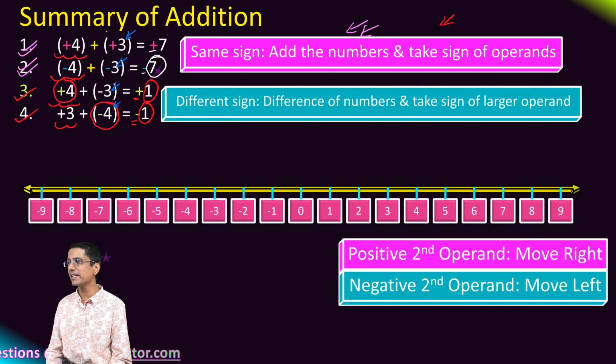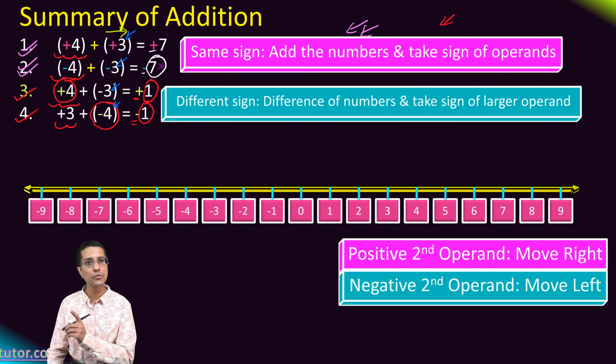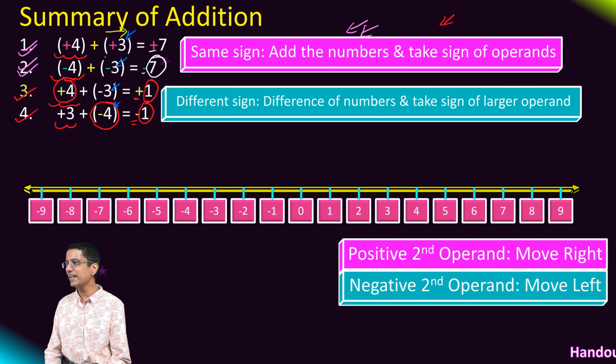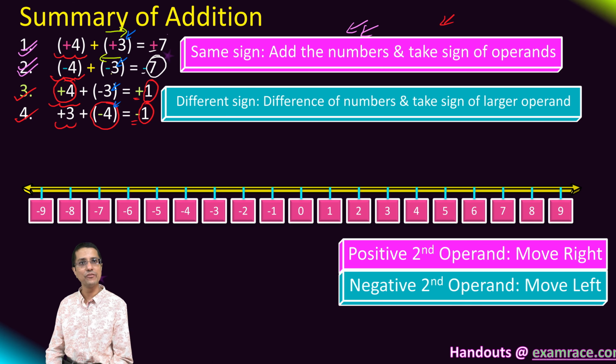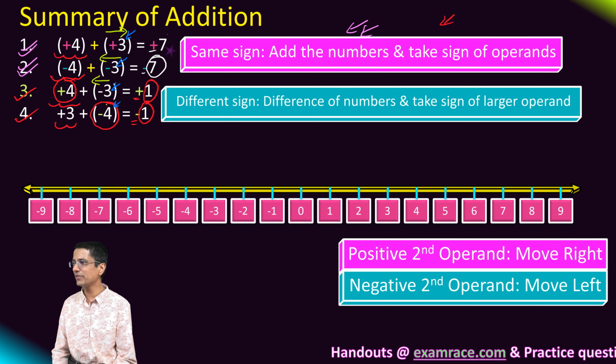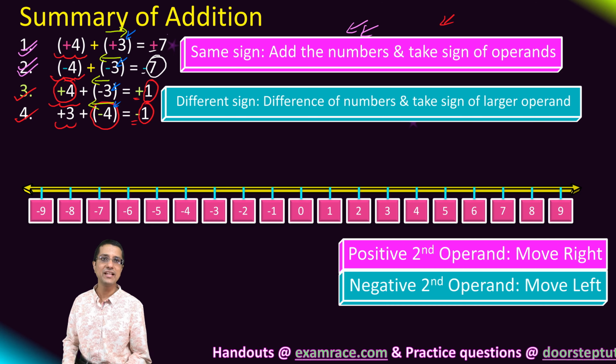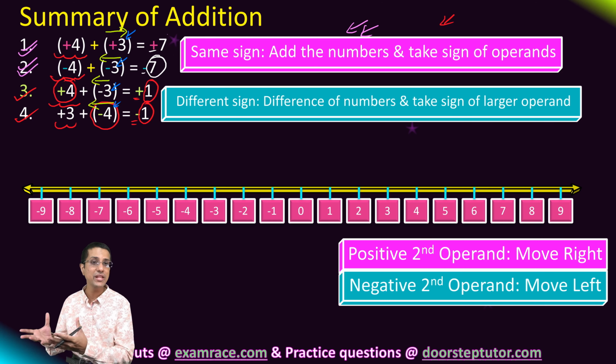So if the sign of the second operand is positive, you jump towards the right. If the sign of the second operand is negative, you jump towards the left. So all of these three cases will jump towards the left. And we have seen how these answers come about.